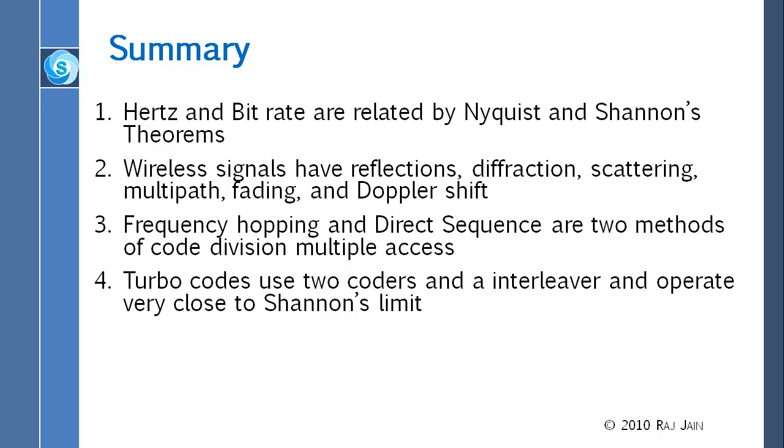signal to noise ratio. And then we have to worry about reflections, diffractions, scattering, multipath, fading, Doppler shift. There are a lot of things that can happen. Then we talked about frequency hopping and direct sequence as the 2 methods of CDMA. And then we talked about turbo codes, right?